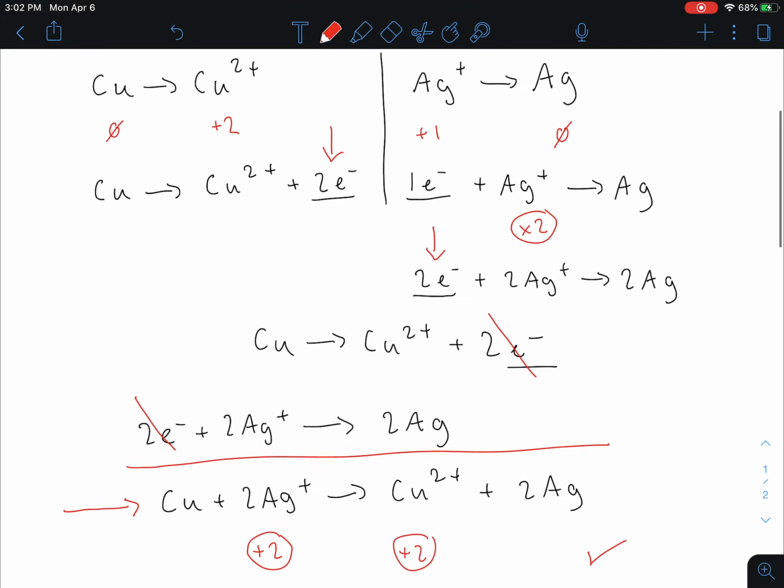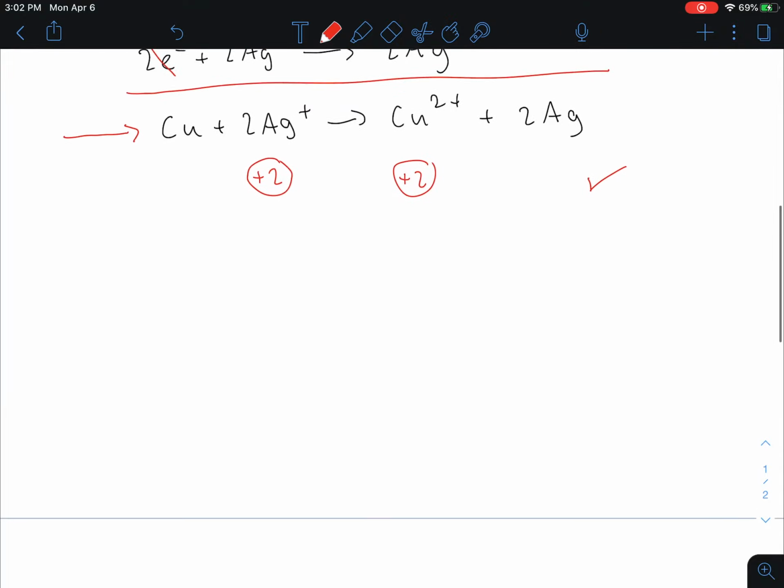So that was probably one of the more straightforward examples for what we're thinking about here, because there wasn't any atomic balancing to do, there wasn't any hydrogen or oxygen to balance, so it's fairly straightforward. So we'll look at a slightly more complicated one next and see how that one goes.